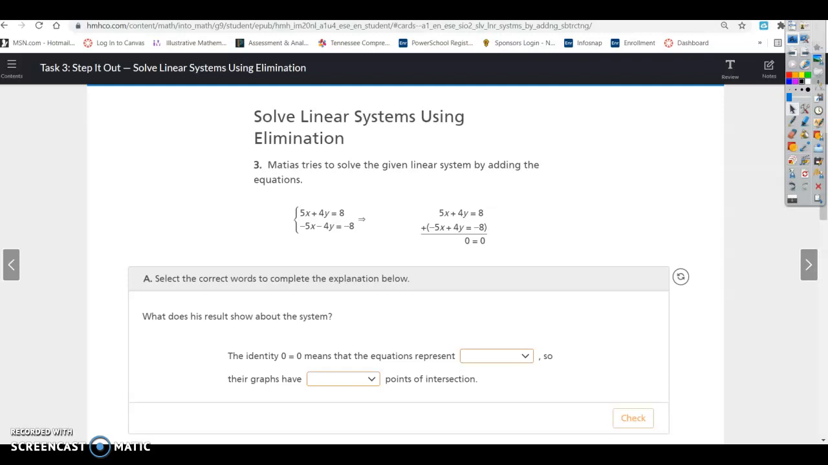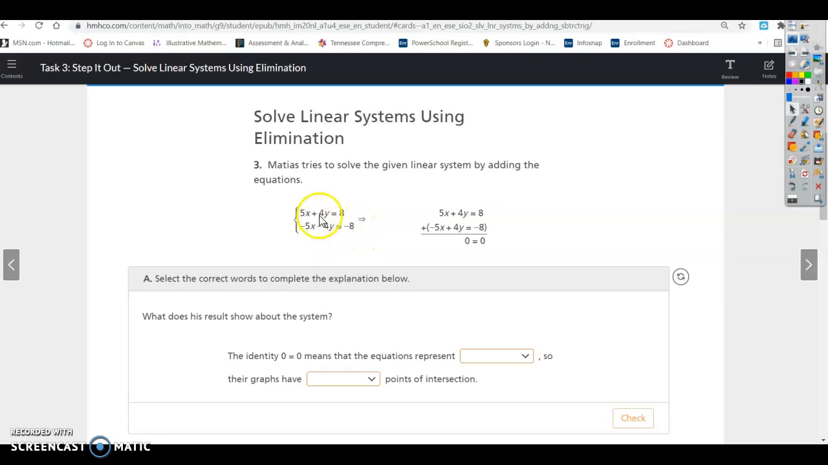All right, we are continuing with lesson 9.3. This is task 3. Solve linear systems using elimination. Matthias tried to solve the given linear system by adding the equations. All right, so you can see 5x plus 4y equals 8 and negative 5x minus 4y equals negative 8.